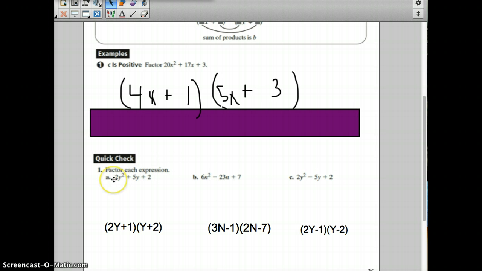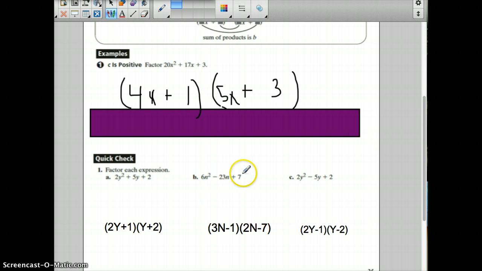Here we go for quick check 1, 2y plus 1 and y plus 2. The nice thing about this one in particular is that 2 is prime and 2 is prime. So you really only have options of putting a 2 here or here. Now notice when I put the 2 in this place, it's going to make 4 for my outers and 1 for my inners, which gives me a total of 5, okay? So that's kind of key.